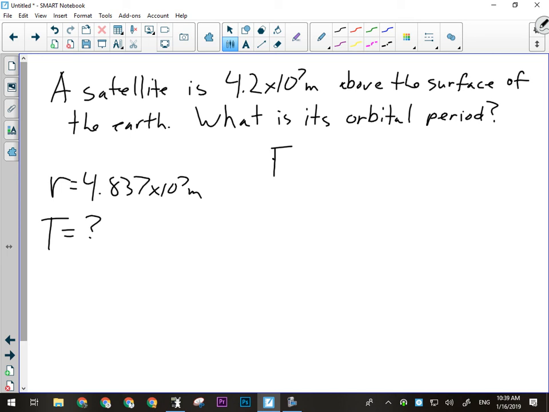Now I've got my actual radius that I can use. I'm looking for the orbital period of the satellite. For all satellites, FC equals FG. I can't use mv squared over r here because I don't have any way to calculate v.